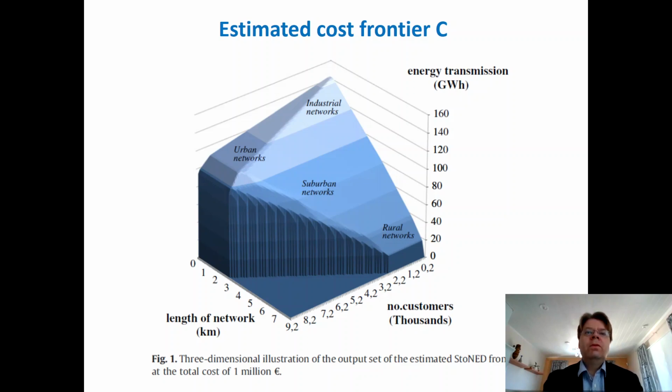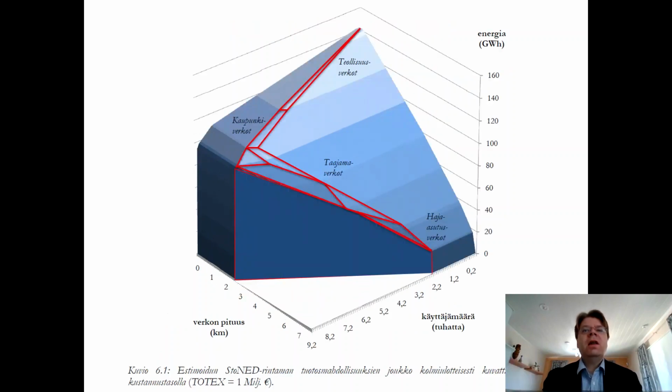So if you think about this kind of output set, I believe it's quite natural that there is this kind of structure with the rural networks, urban networks, and industrial networks in the sample. So in the next slide, I have just highlighted further. It's the same figure. Unfortunately, here the labels are in Finnish, but never mind. It is just the same diagram. I have just highlighted here these so-called efficient facets, those facets where actually most of the observed data are located.